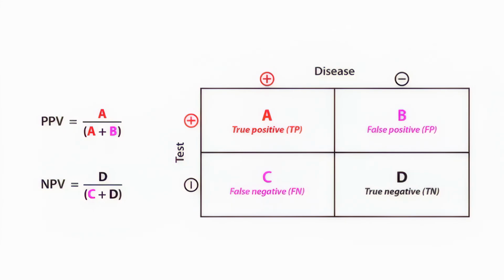For positive predictive value, you would put the true positives in the numerator and put all of the positive test results in the denominator, the true positives plus the false positives. And likewise, for the negative predictive value, you would do a horizontal calculation with the negative test results. You would start at the bottom and put the true negatives in the numerator and then put all of the negative test results in the denominator. True negatives plus false negatives.